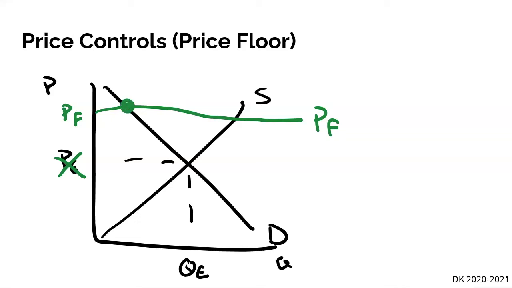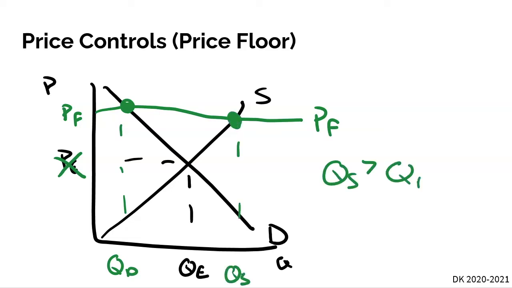But there's a problem. This right here is our quantity demanded. This right here is our quantity supplied. So our quantity supplied is greater than our quantity demanded, which causes a surplus of goods here. So this is good for producers, because producers are now charging more for their good. But at the same time, it causes a surplus of goods. So oftentimes what the government is going to do when they step in and implement a price floor is they're going to buy the surplus of goods there.